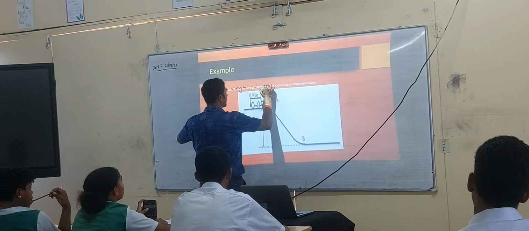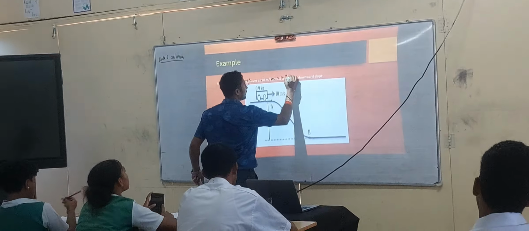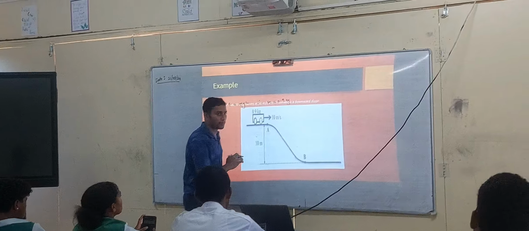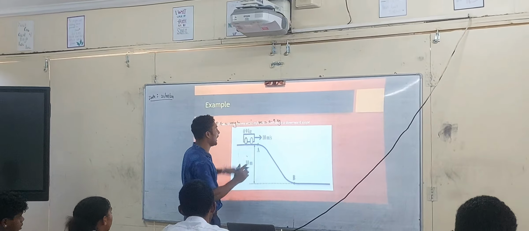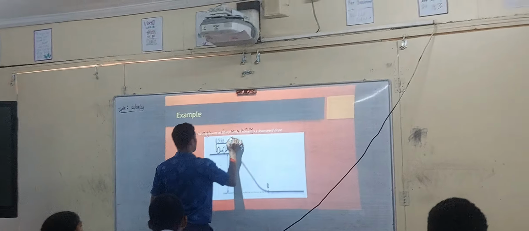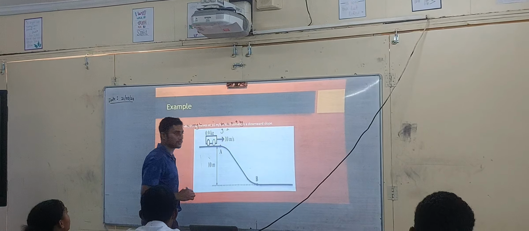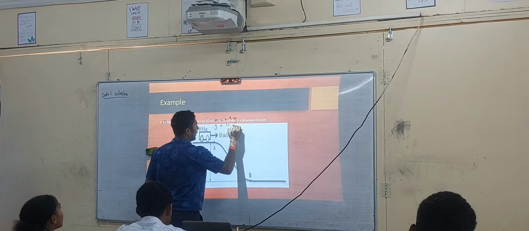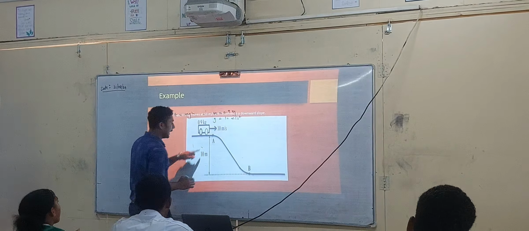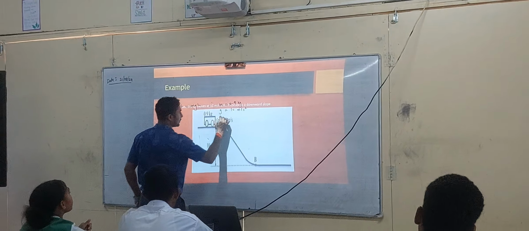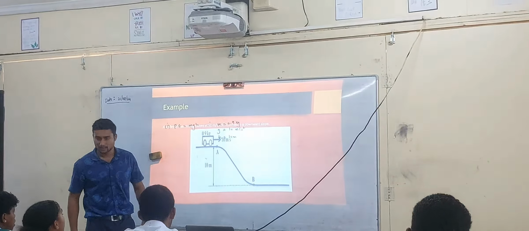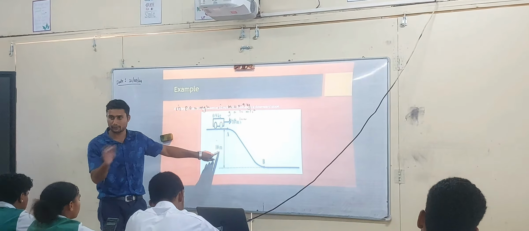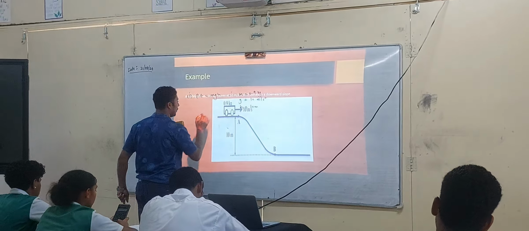So what is the mass of the trolley? 0.9 kg. Our mass is supposed to be in kg, so it's already kg, right? And then what is our gravitational acceleration? 10 meters per second squared. And what is our height? 10 meters. Our height should be in meters, right? Yes, so it's already in meters. We don't have to do anything. Just replace in this formula.